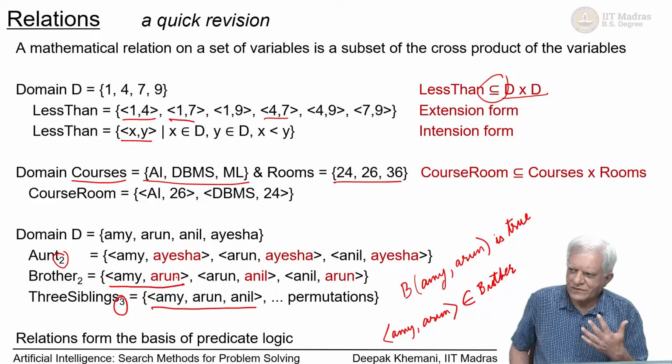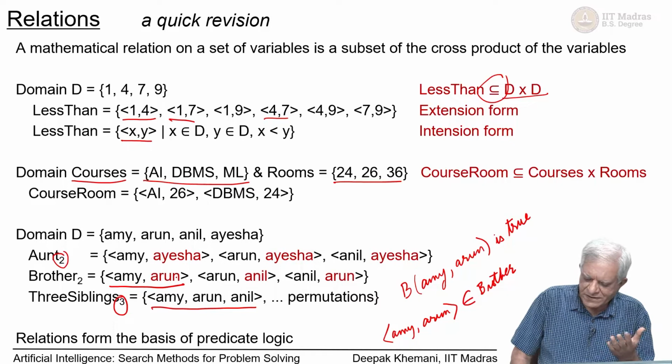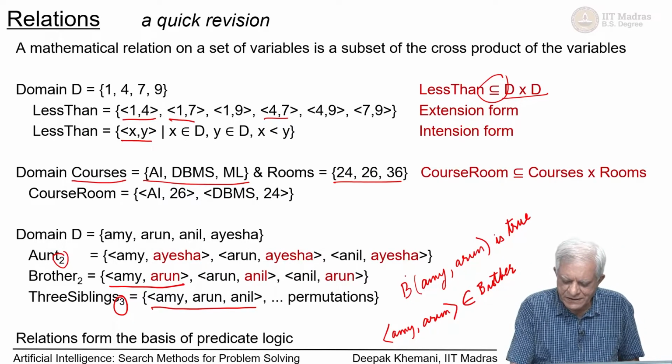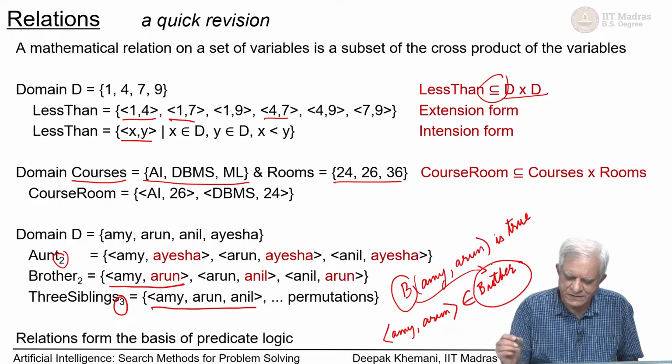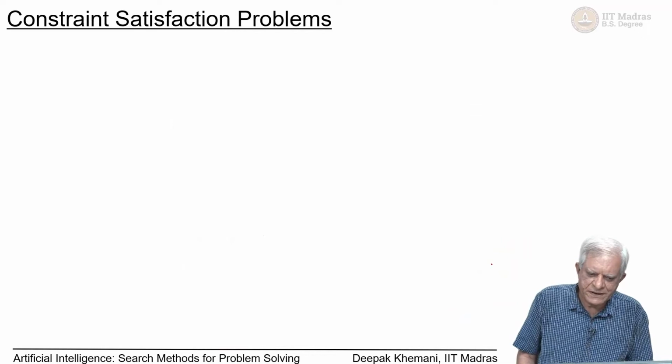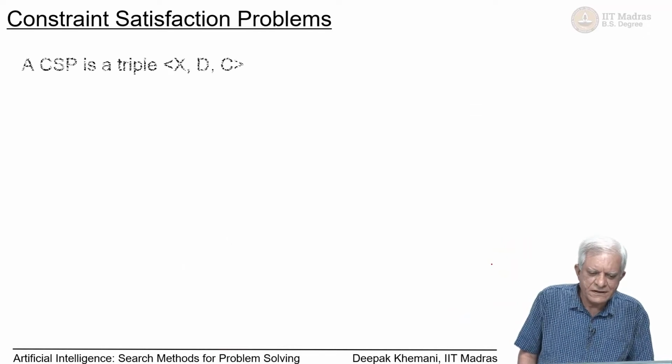The semantics of first order logic, or logic in general, is defined in terms of relations. So, in the language we say brother Amy Arun is a predicate, but its semantics says that the pair of Amy and Arun must belong to the brother relationship. So, essentially a predicate corresponds to a relation, and that is why we say that relations form the basis of predicate logic. Now, let us come to constraint satisfaction problems.